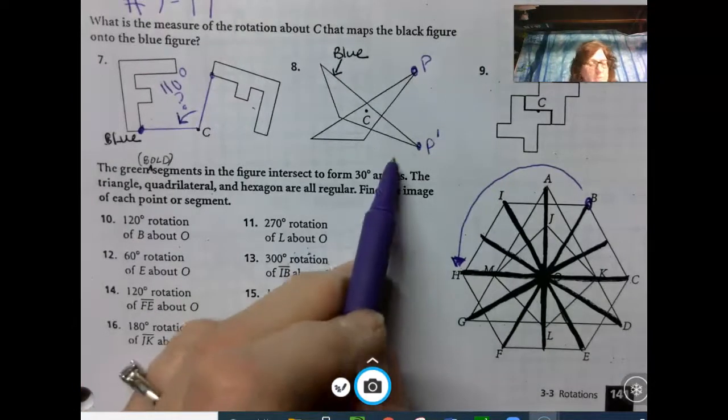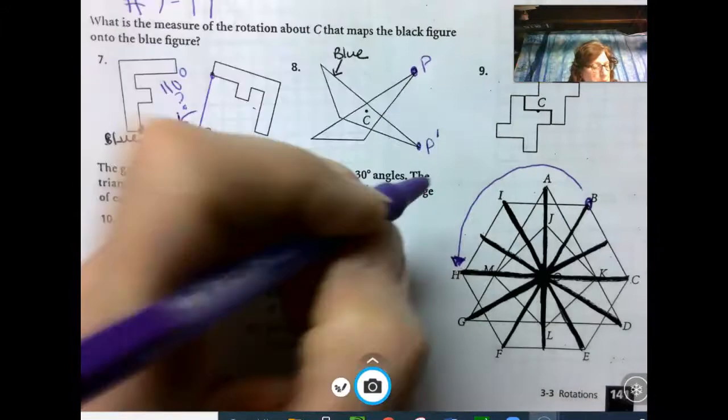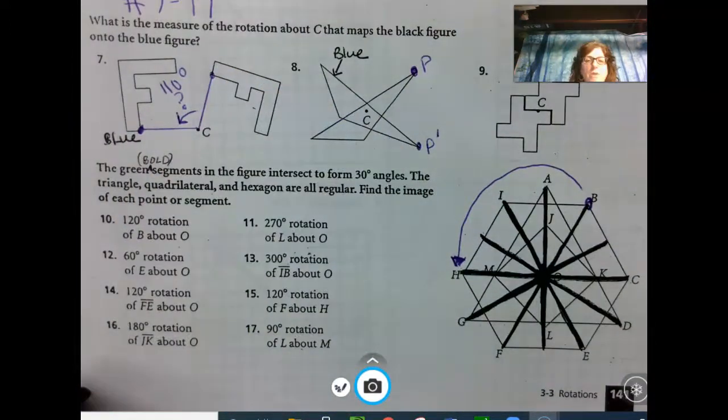So the next problem here, we're going to do the same thing. Again, we're going to map point P to P prime, but remember you're going counterclockwise. At the beginning of the year I said that we'll never deal with an angle more than 180 degrees. Well, this is the exception, because we can rotate the figure around in a circular manner to a total of 360 degrees possibly.